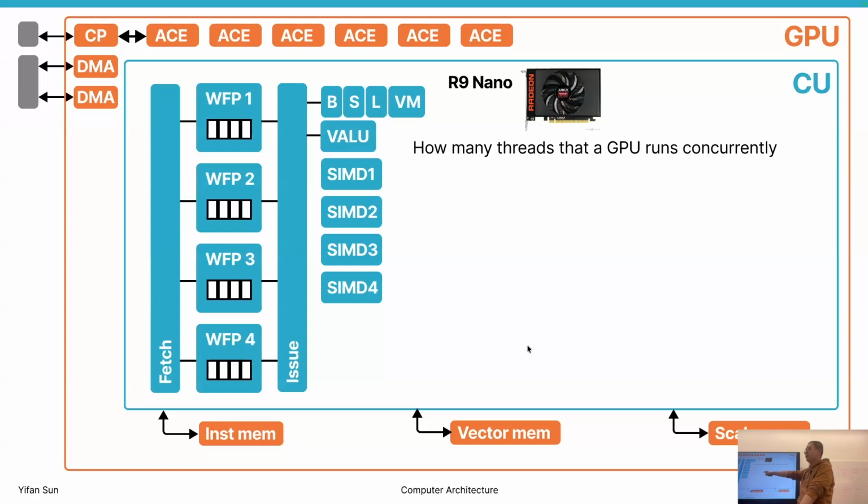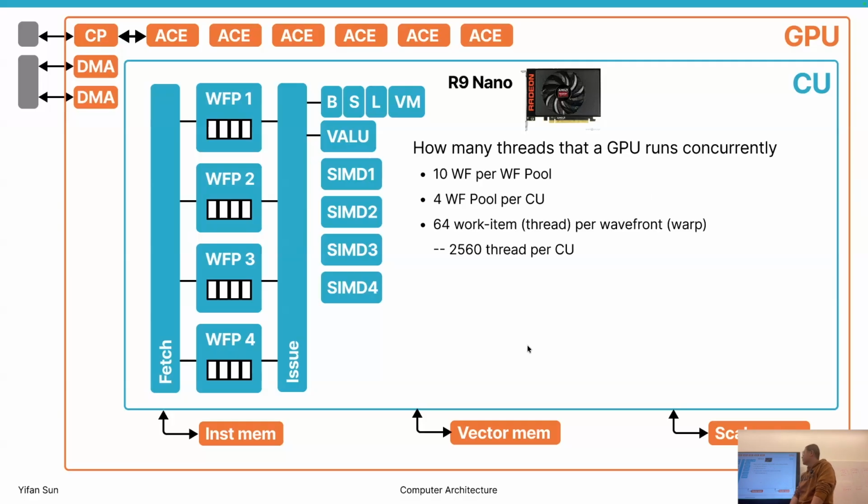Okay, how many threads does the GPU run concurrently? We need to look at the wavefront pool. So there are 10 wavefronts per wavefront slot, then 4 wavefront pools per CU. That means 40 wavefronts per CU. That's something we already calculated. And 64 work items or threads. Work item is AMD terminology for thread. I never introduced that. I keep switching between AMD terminology and NVIDIA terminology.